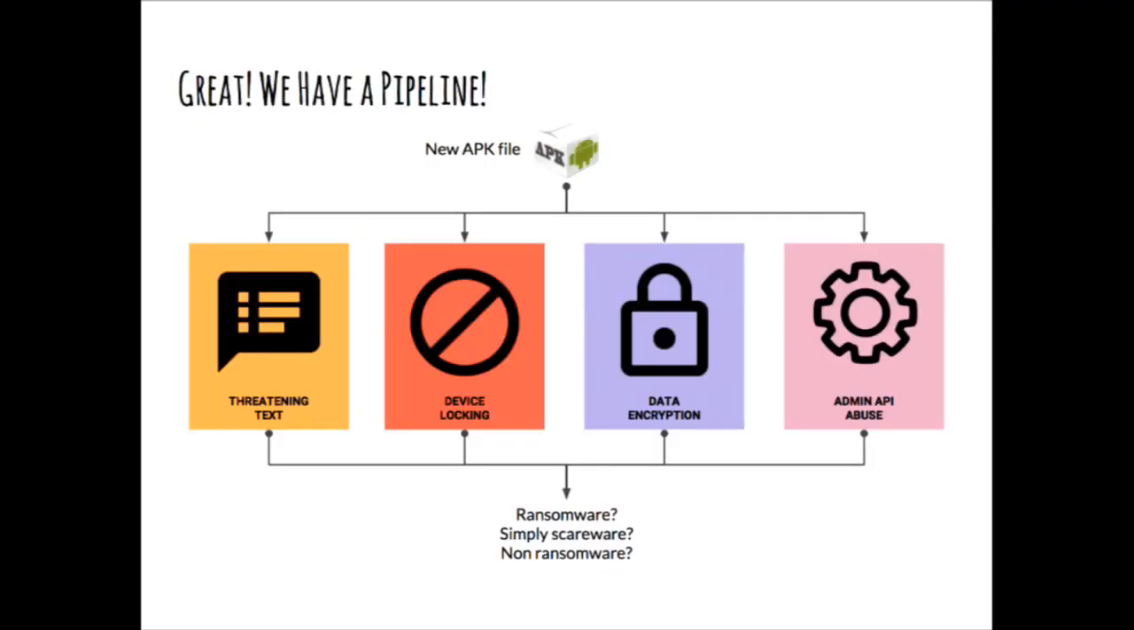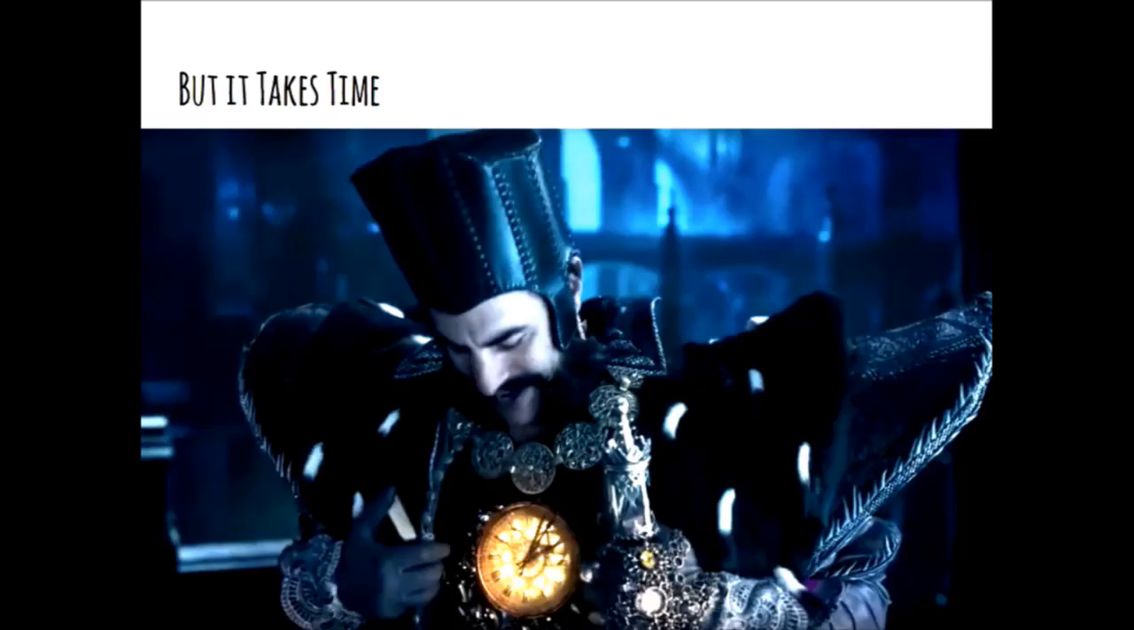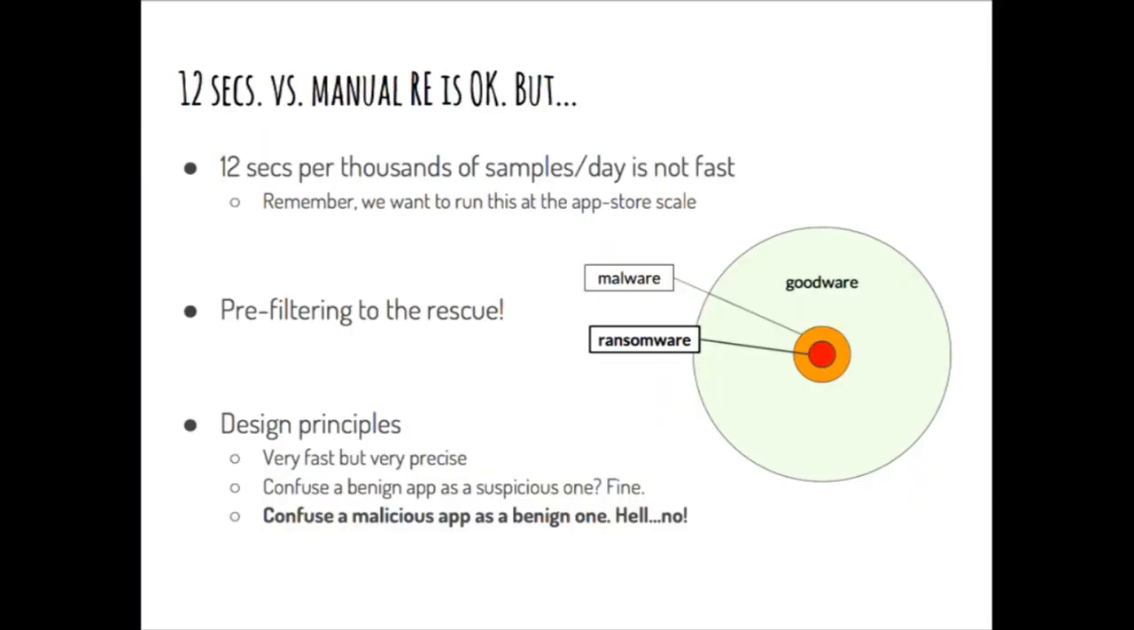Great. So now we have our pipelines completed. We know how to detect all of these features, at least in the cases that I've showed you before. The only problem is that it takes time. It takes a lot of time to run static analysis and flow analysis. If you have done it before, you know how expensive it could be. And by expensive, I mean 12 seconds on average, which looks pretty fast with respect to manual reverse engineering.